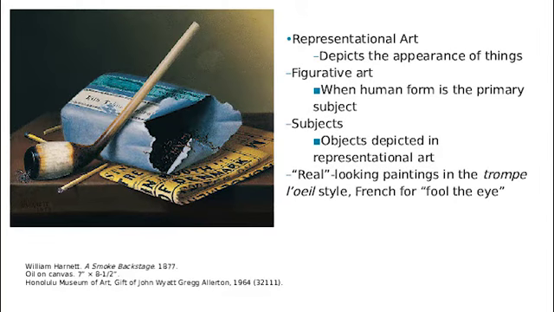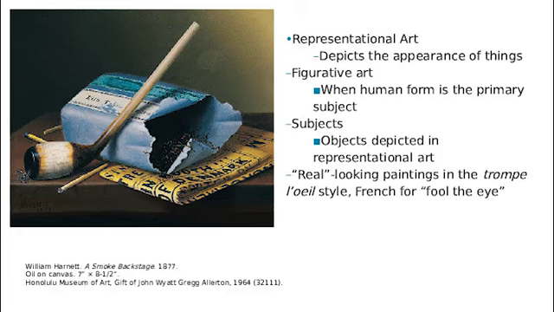Now let's look at representational art. So representational art depicts the appearance of things. So this is a very representational painting of a pipe and tobacco and matches called A Smoke Backstage by William Harnett. And as you can see, it's very realistic. It looks almost like a photograph. And that's the idea of representational art.